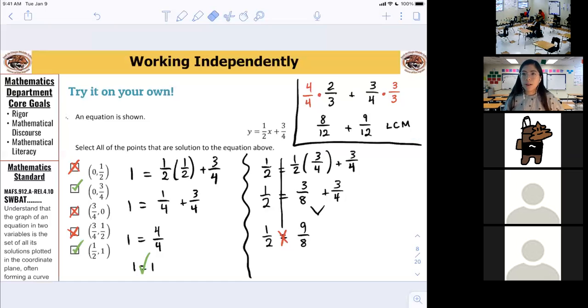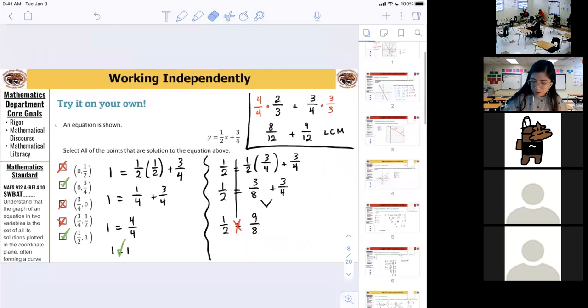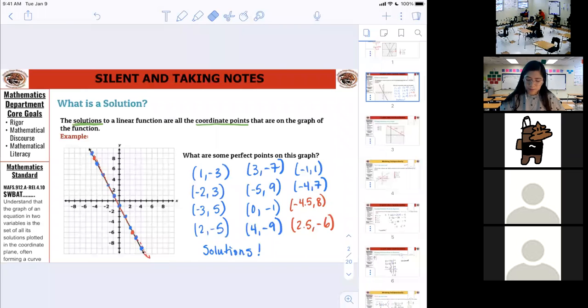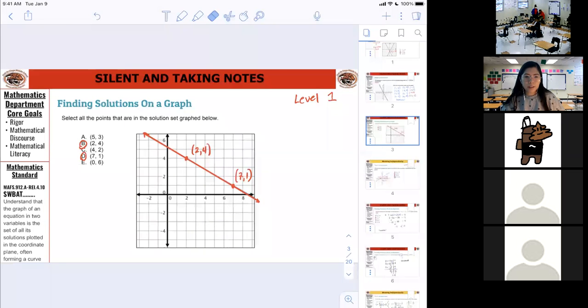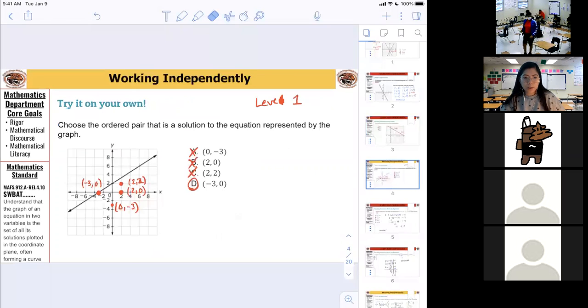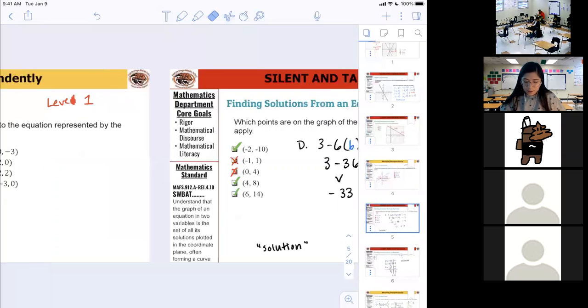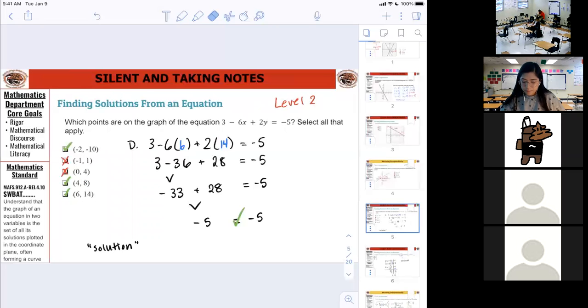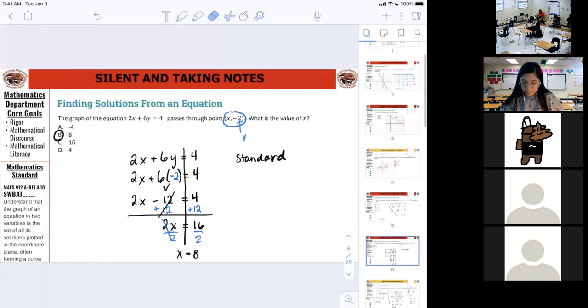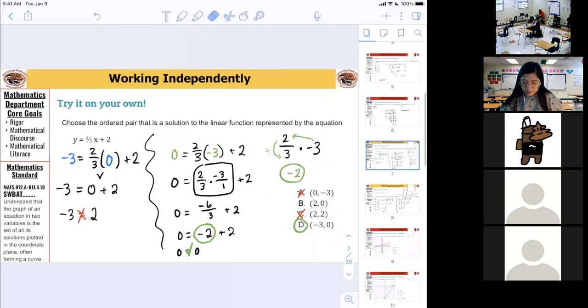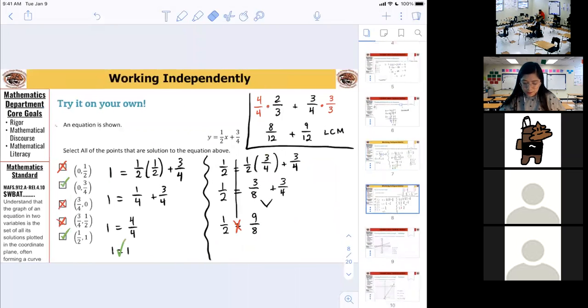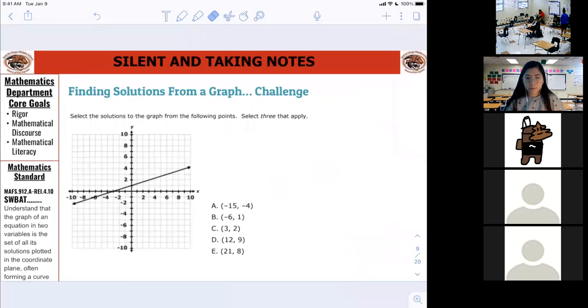Okay, so let's review because we've been doing a lot. We started off with very easy problems, right? Where you just look for the coordinate points that are located on the line, and those are your answers. Same thing here, we looked for the coordinate point that was on the line, and that was our answer. Then we realized that we could also do it mathematically. We did that quite a few times with our fractions. And now we're going to put it all together. So let's take a look.